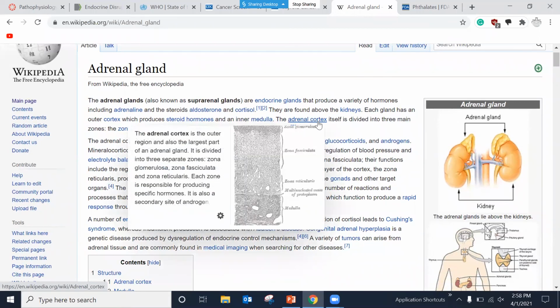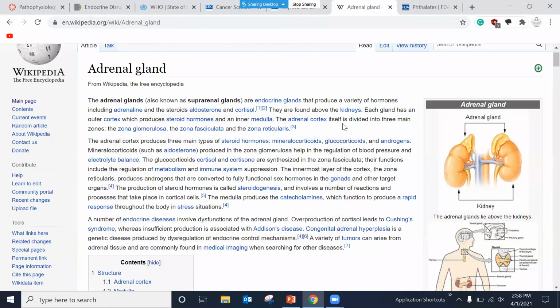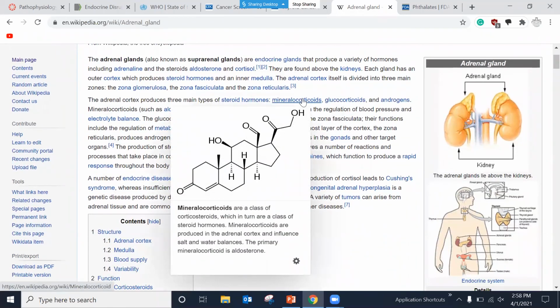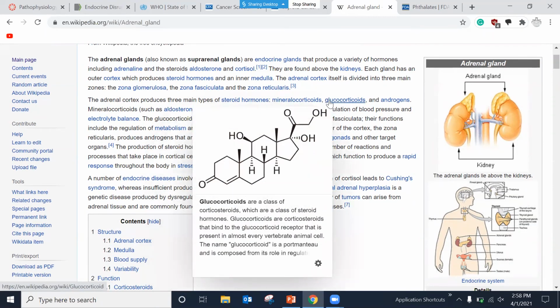The outer layer, the cortex, is divided into 3 layers, and each of those layers kicks out a different medication. That's the fascinating thing about that. It kicks out the mineralocorticoids, which has to do with the minerals in your body, especially salt. Mineral, think salt. The glucocorticoids, gluco means sugar, glucose. So they regulate your sugar balance.